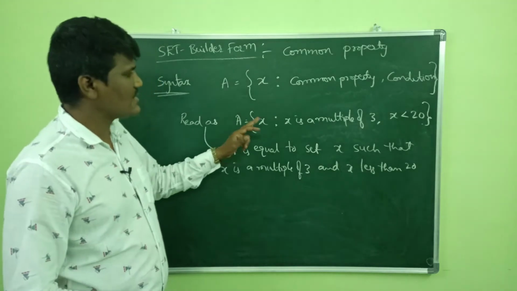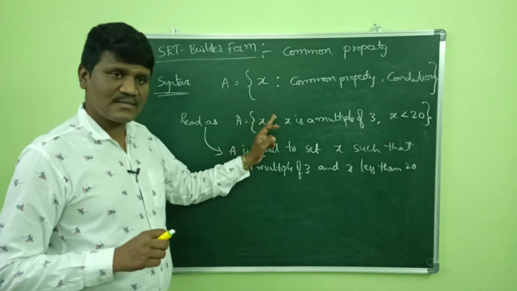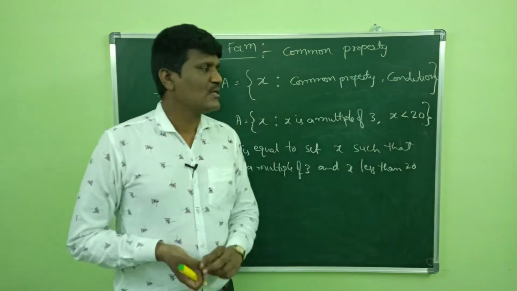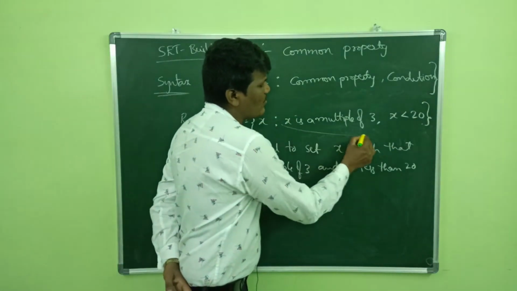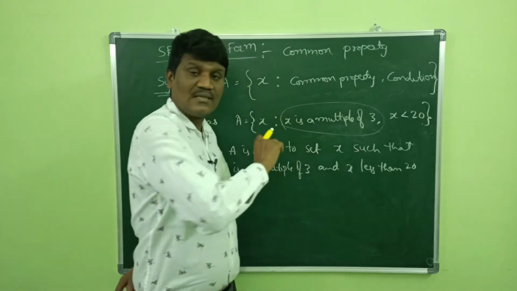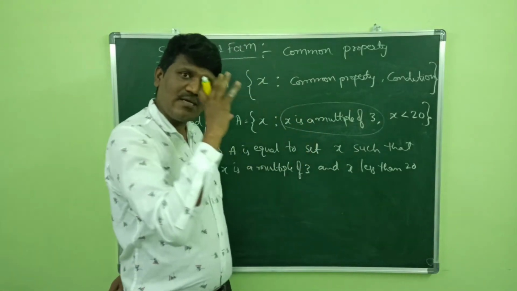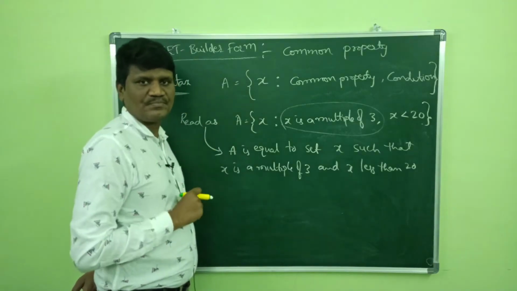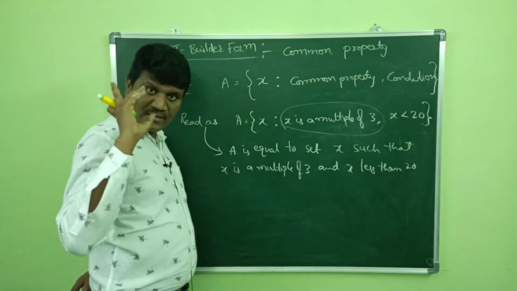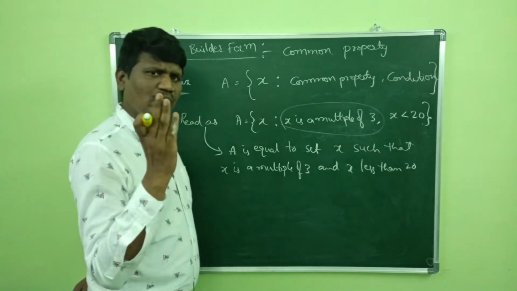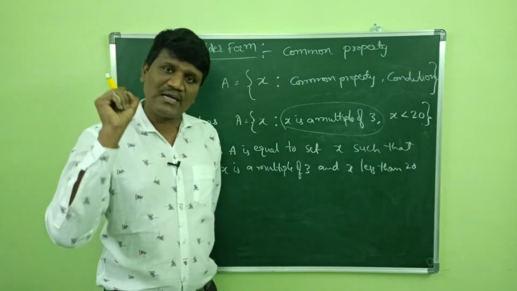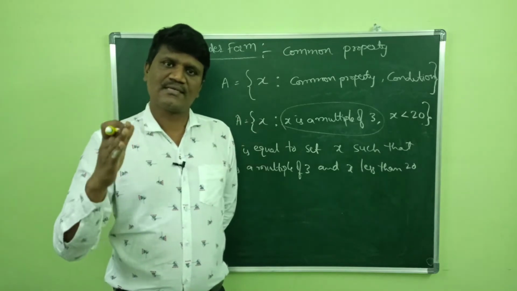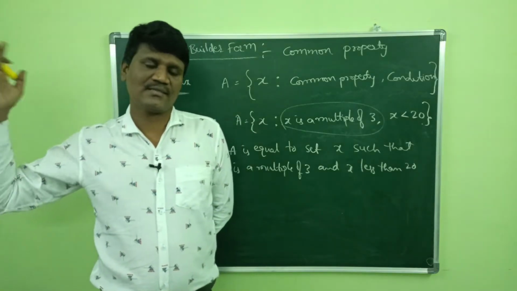Okay, so this is the set builder form. A is equal to x such that x is a multiple of 3, x less than 20. So here x is a multiple of 3. That means this is a common property. Each and every element of this set is a multiple of 3. Whatever element you write should be a multiple of 3. So you know what a multiple of 3 is. Multiples of 3 always start from 3 only. So 3, 6, 9, 12, like this.